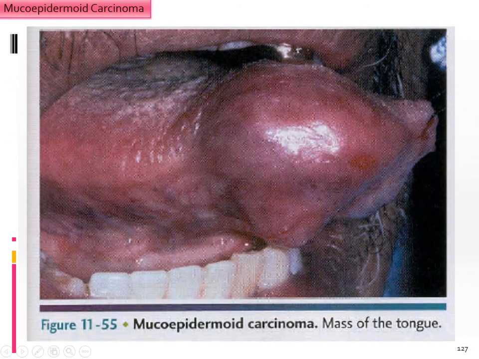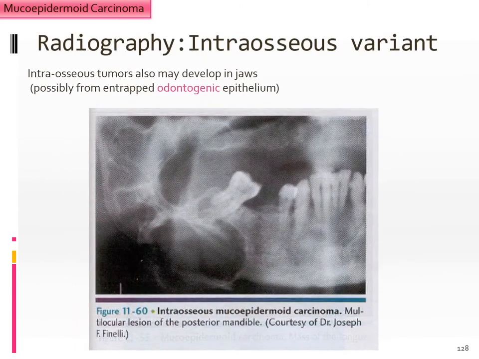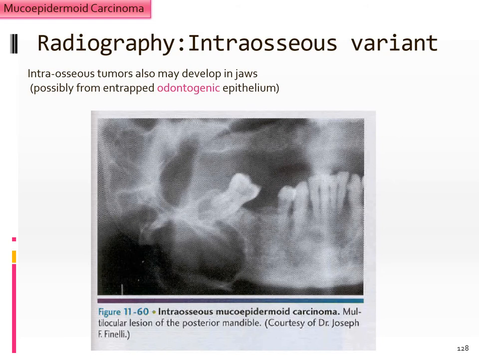These tumors may also occur in sites where few minor salivary glands are present, like in this case where the glands of Blandin and Nuhn have given rise to mucoepidermoid carcinoma. Mucoepidermoid carcinoma can also arise from odontogenic epithelium entrapped inside the bone. So there is an intraosseous variant, and the entrapped cell rests have the capability of differentiating into mucous cells, which can give rise to mucoepidermoid carcinoma.